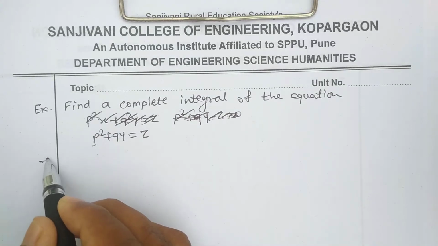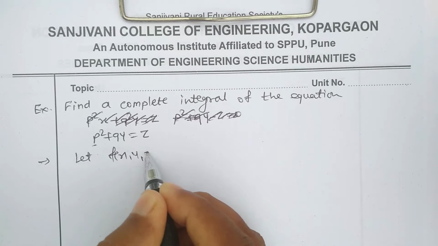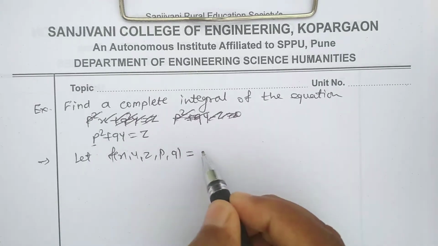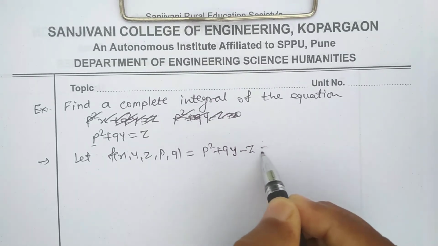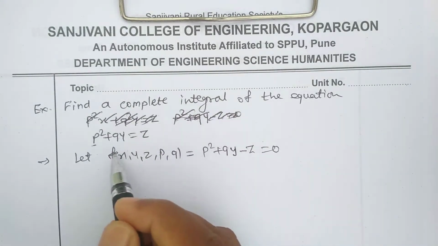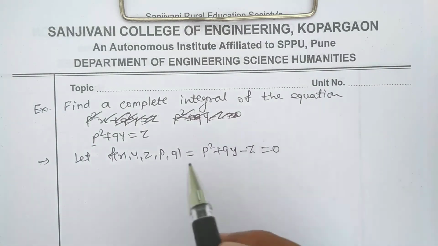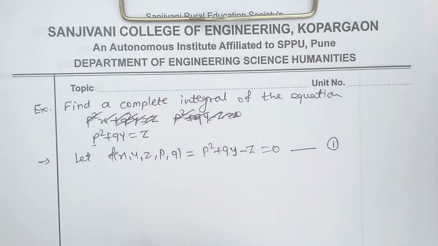See this differential equation, it is nonlinear because the power of p is 2. Then let f of x, y, z, p, q equal, we can write this as p square plus qy minus z equals to 0. That means take all terms to the left hand side. So we will get p square plus qy minus z equals to 0. That is f of x, y, z, p, q. That is equation number 1.